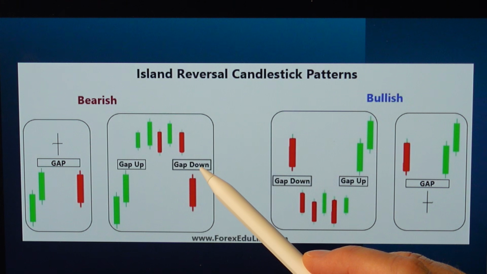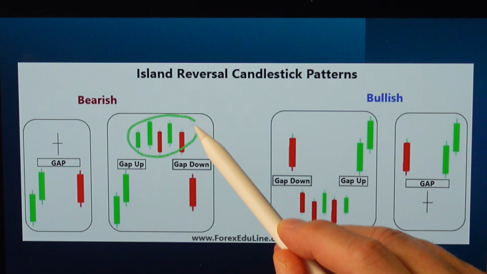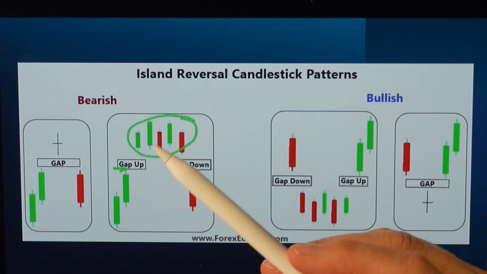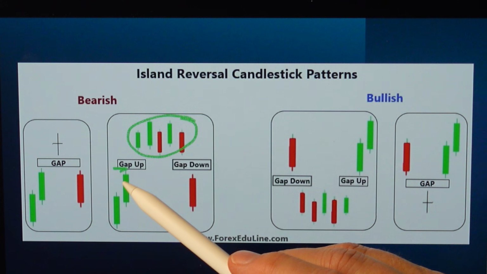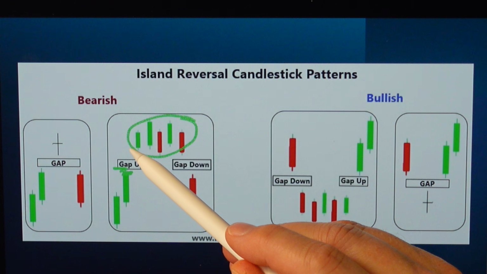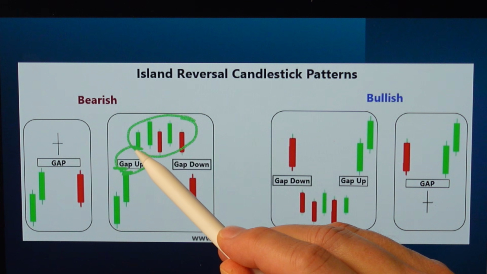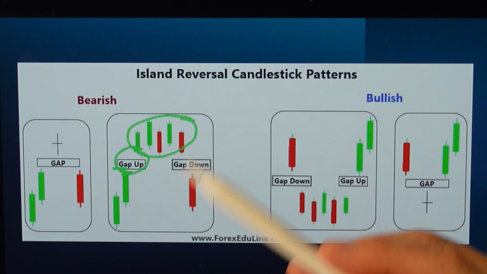Now let's take a look at the illustration showing us how island reversals work. It doesn't matter whether the island reversal is one day or a number of bars. Here you can see a cluster of a number of bars after a gap up. Remember, we just talked about the concept of a gap. That is, the market closed here, the next day opened up at a much higher price. That created a big white space, as we mentioned on the chart. It's a gap.